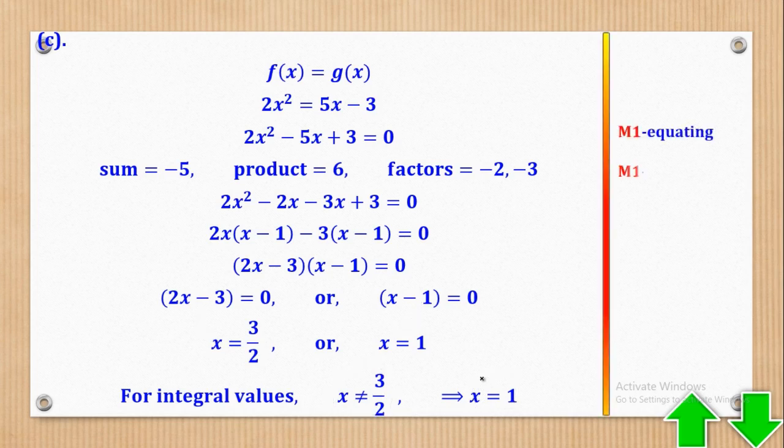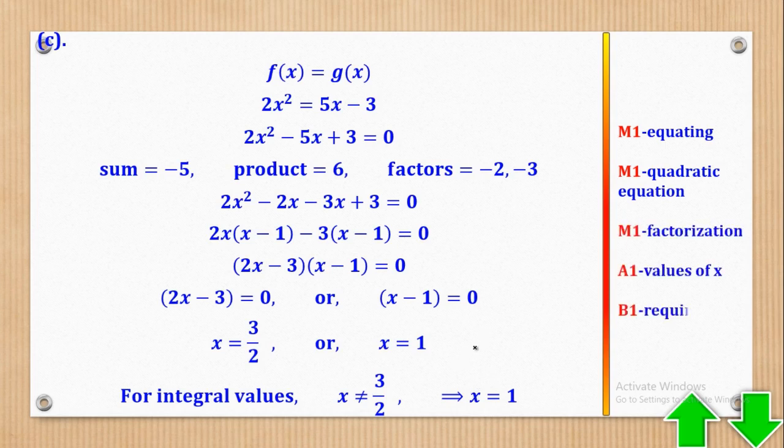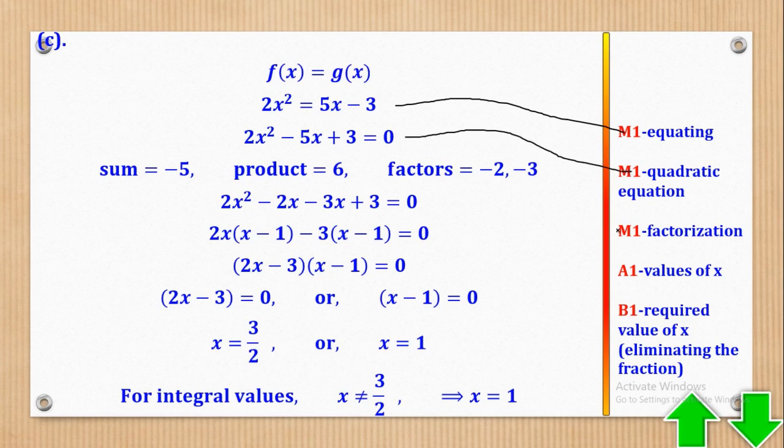So basically that's what they wanted. Now let's see how much can be awarded. So M1 for equating, M1 for quadratic equation, M1 for factorizing, A1 for the values of x, and B1 for the required value.